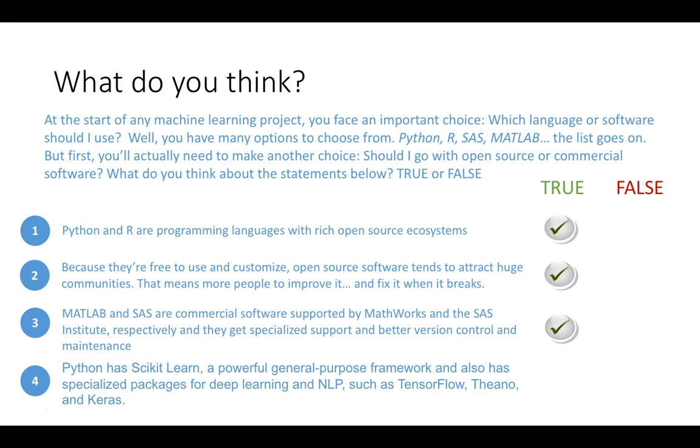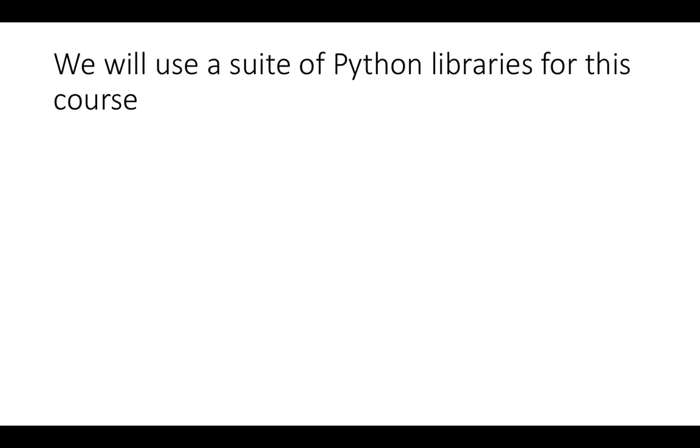The fourth point is: Python and scikit-learn form a powerful general purpose framework, and Python also has specialized packages for deep learning and NLP. NLP stands for natural language processing, and those tools are TensorFlow, Theano, and Keras. Yes, you are right. The ecosystem around Python has come up with really powerful APIs as well as frameworks to do wonderful ML projects and also deep learning projects. So with that in mind, let us talk about what tools we will be using in our project now.